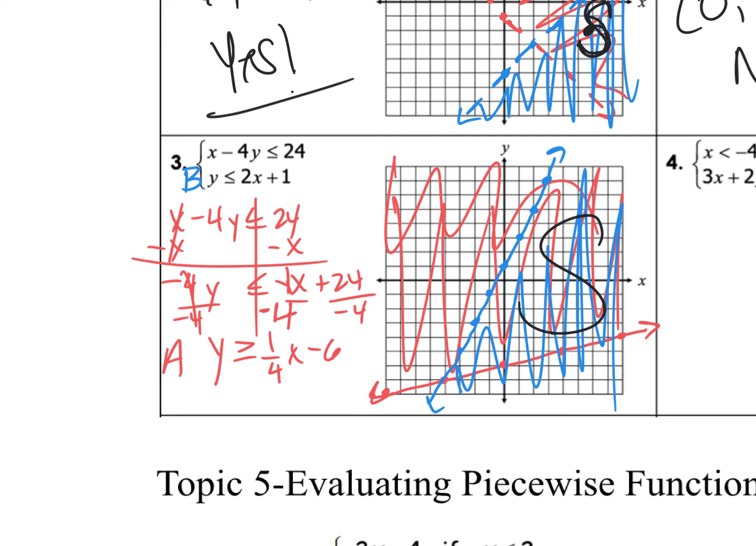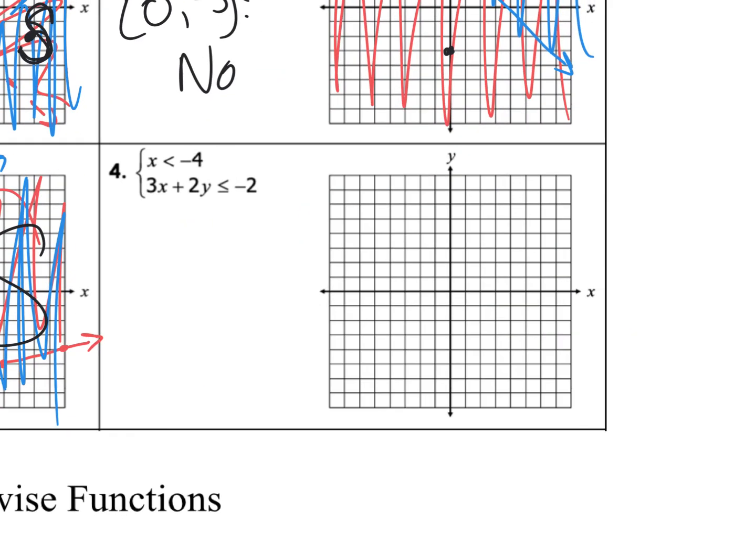And let's go on. All right, number 4, x is less than -4. So -4 is right here for x. So let's make a dot, and then this would be a dotted line. Okay. And it shades to the left because it's pointing to the left, right?